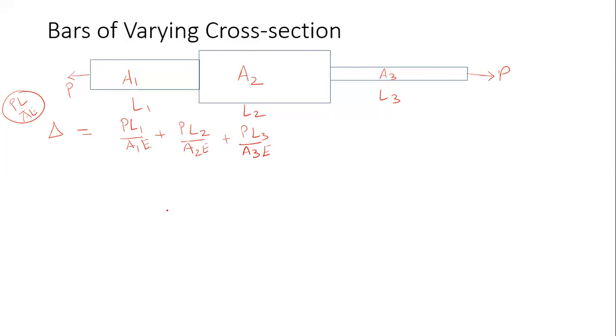Similarly, if the material is also changing, if this portion is steel, this is aluminium, and this is say brass, then the modulus of elasticity here is E1, of this portion is E2, and here it is E3.